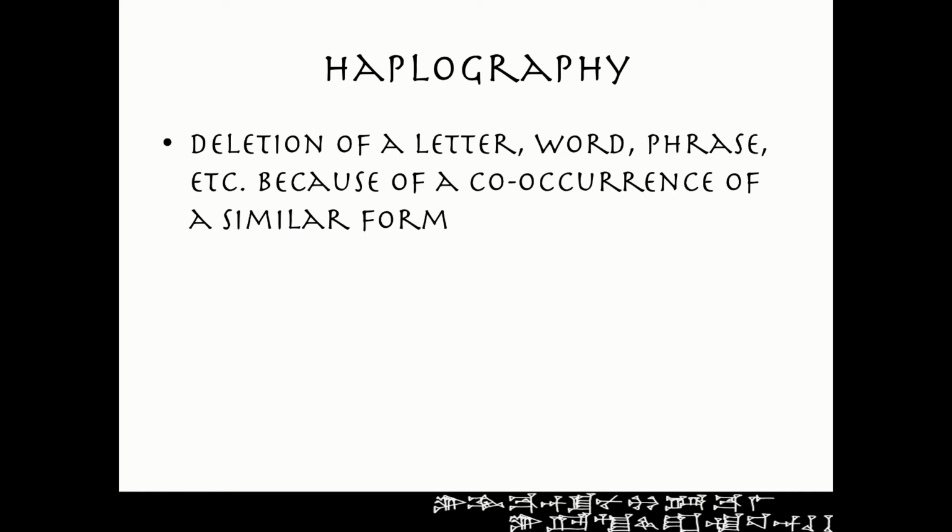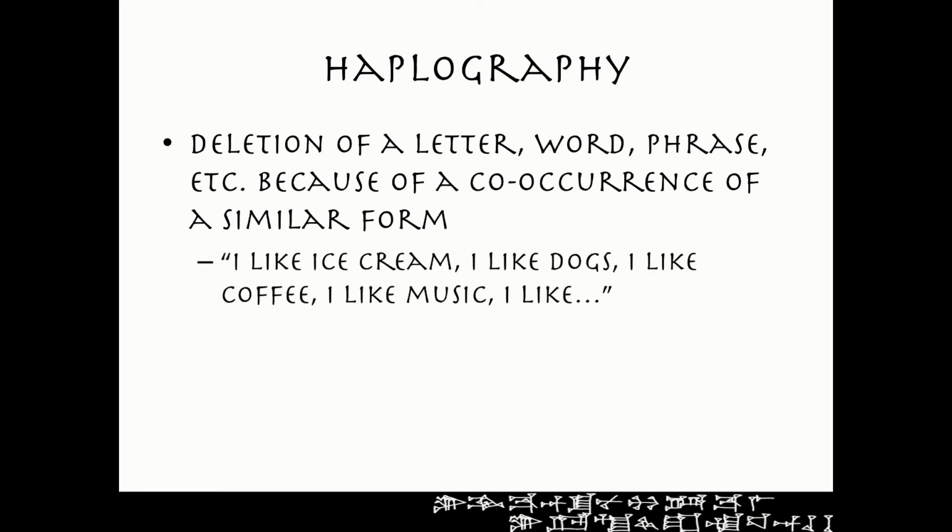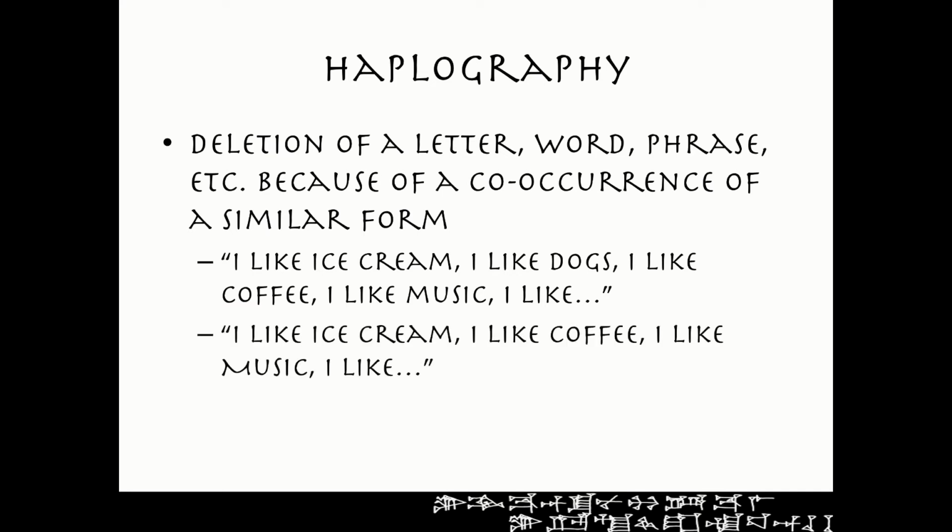And when you do that, there are a lot of omissions that you can make or additions that you can put in, depending on the context, based on words that have similar endings or phrases that look the same. But haplography is when you skip over something because you have a similar word. So, for example, if you were copying the sentence, I like ice cream, I like dogs, I like coffee, I like music, I like, you might write, I like ice cream, then look down, right?